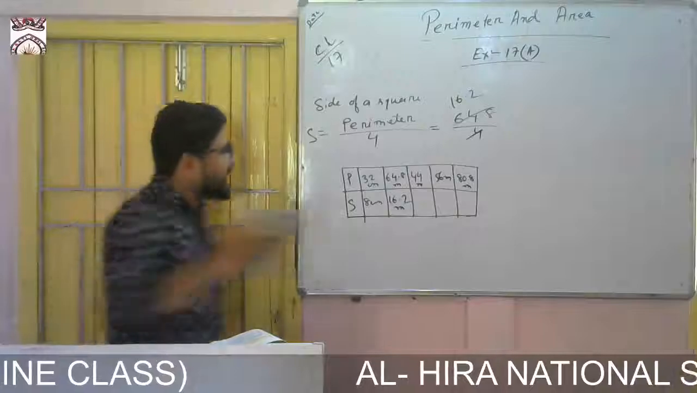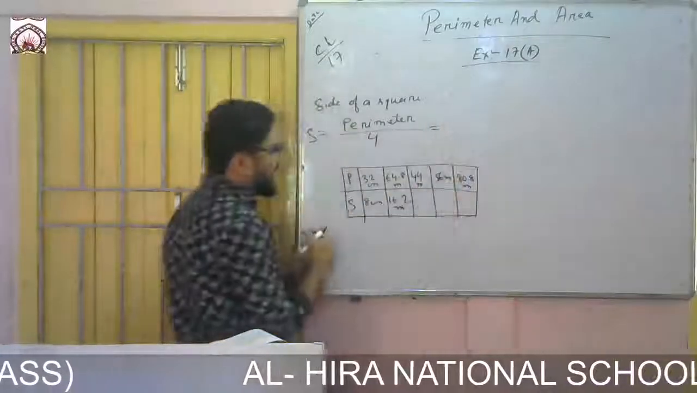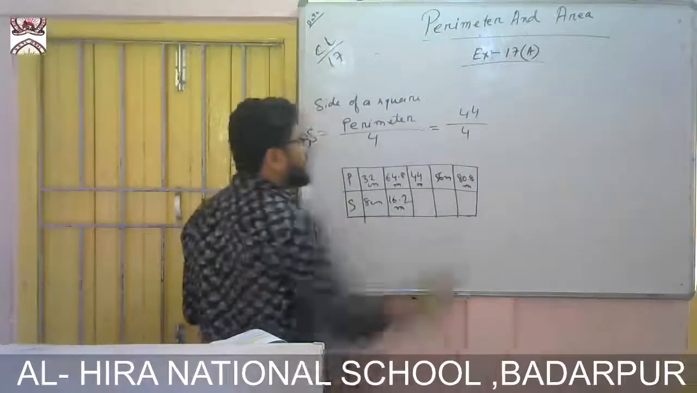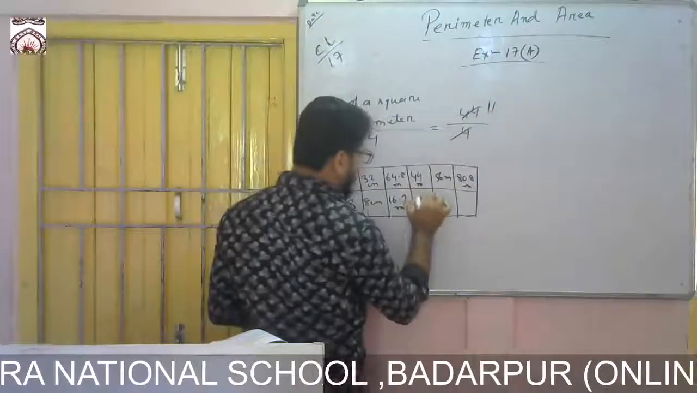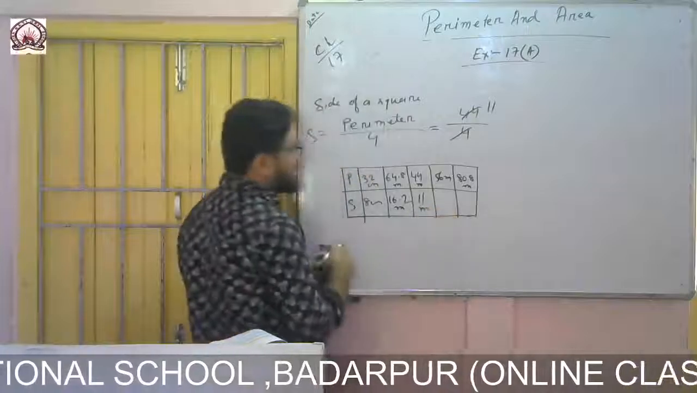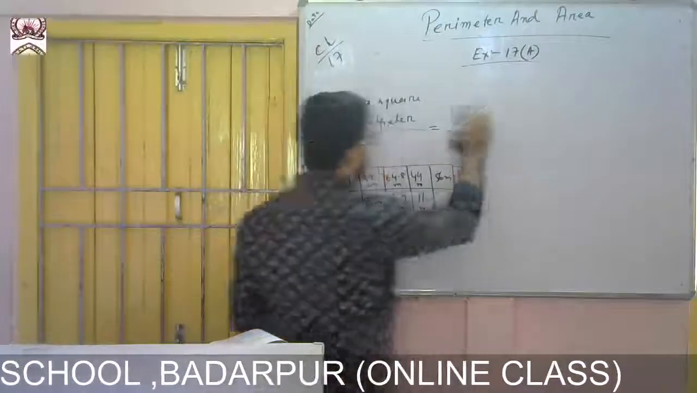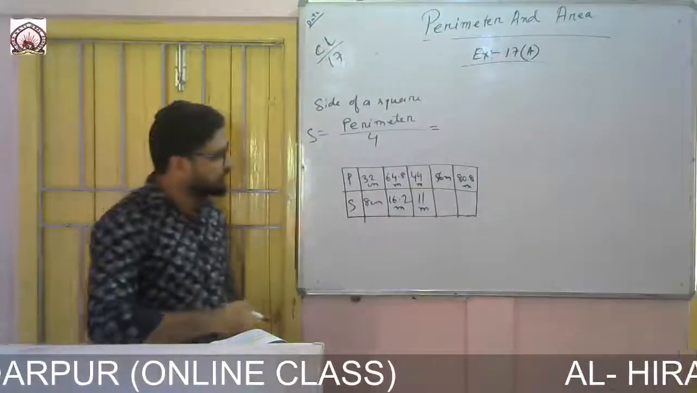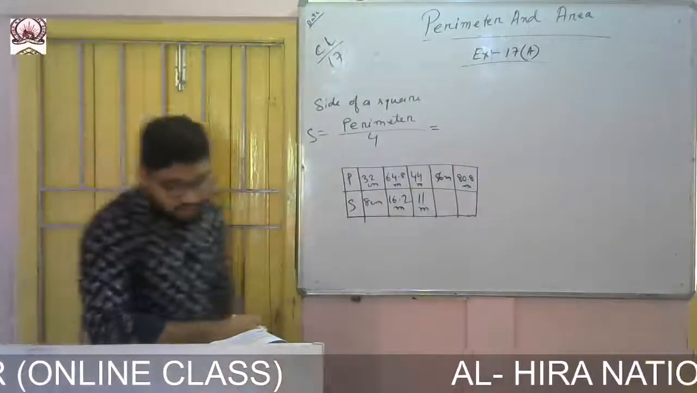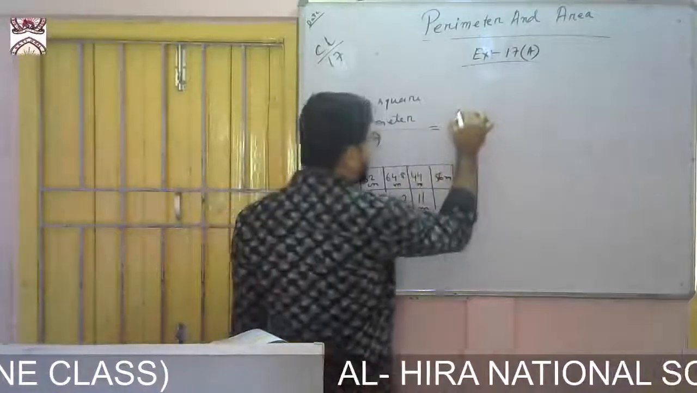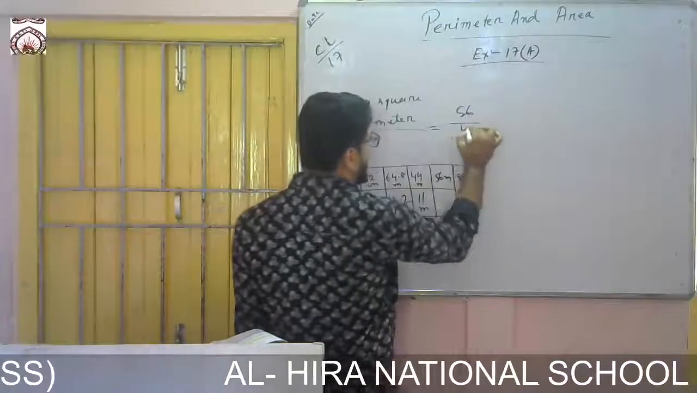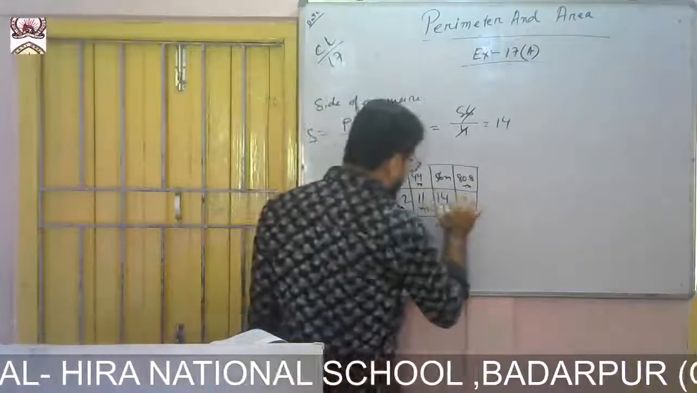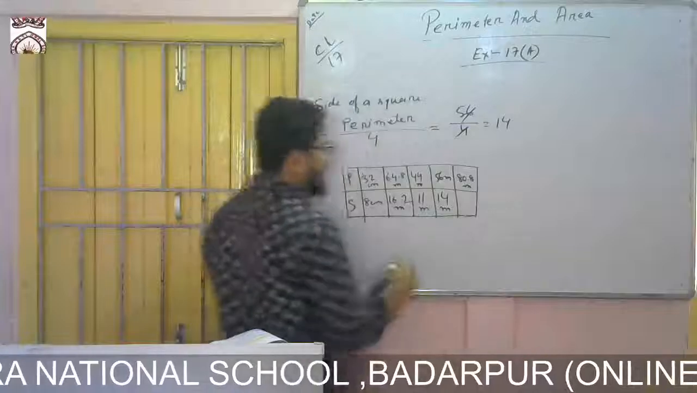Now again, you find for 44. If I divide 44 by 4, then 4 elevens are 44, so it will be 11 meter. Now for 56, if I divide by 4, then 4 fourteens are 56. So it will be 14 meter.